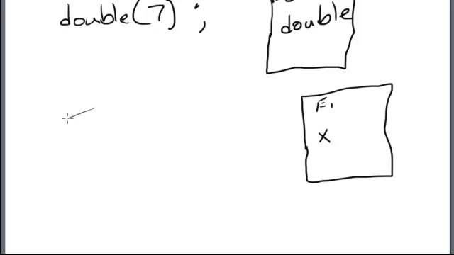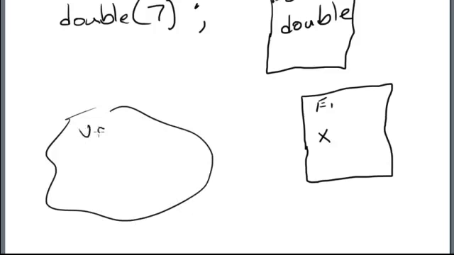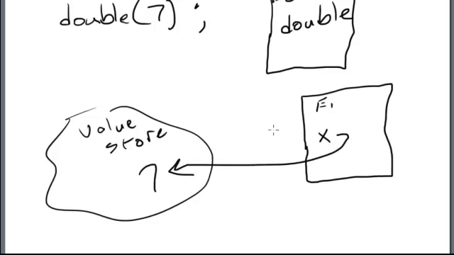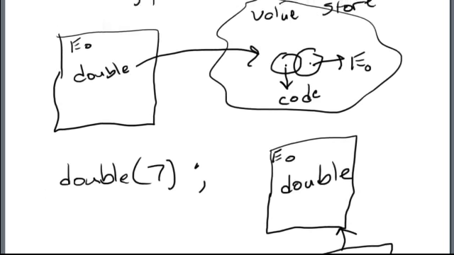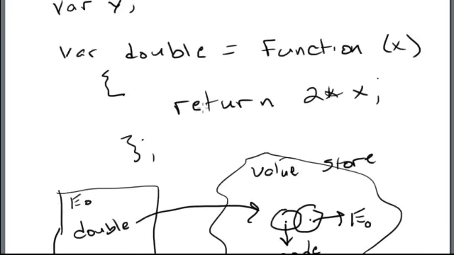So in your value store, you have this value 7. So this thing maps to 7. And then this environment right here points to this parent environment. So when this code actually runs, x is mapped to 7.